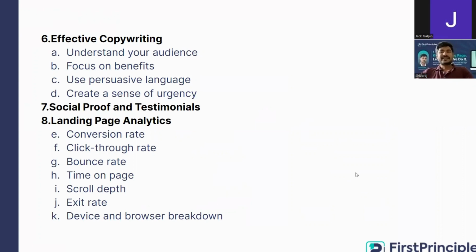Okay, moving on to the seventh point, which is social proof and testimonials. Social proof and testimonials are a powerful tool for building trust and credibility with your audience, right? E-commerce does that, and the same thing is done by the landing page. They provide evidence to others of a positive experience with your product and service, right? So it increases the likelihood that new visitors will trust you, engage with your brand, and so on.